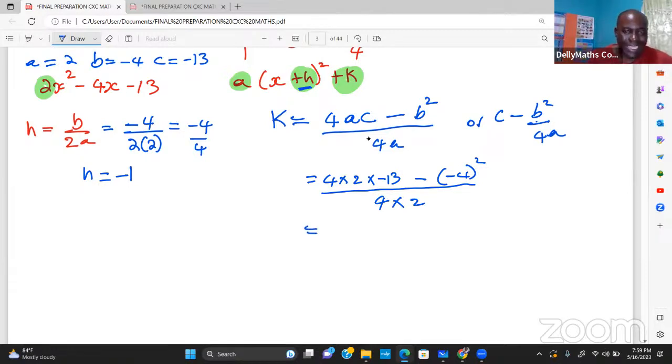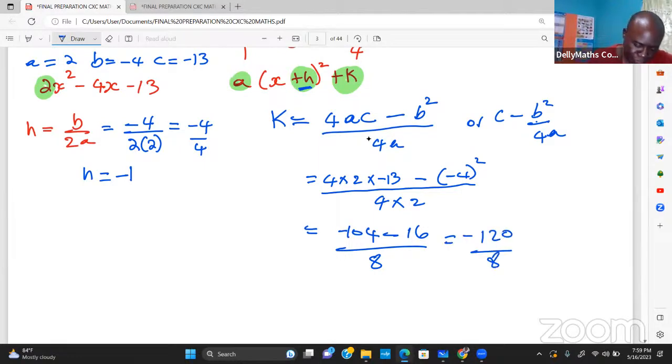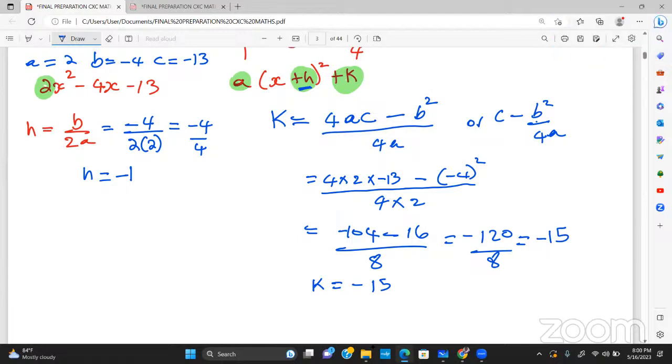Continue. Calculator at work now. 4 times 2 times -13. That's -104. You're going to minus 16, divide by 8. -104 minus 16, that's -120 over 8. And we're getting something like about -15. Can confirm with me. K is -15. Confirm quickly. I believe it is. 4 twos is 8. 8 times 13, 104. That's right. All right, good.